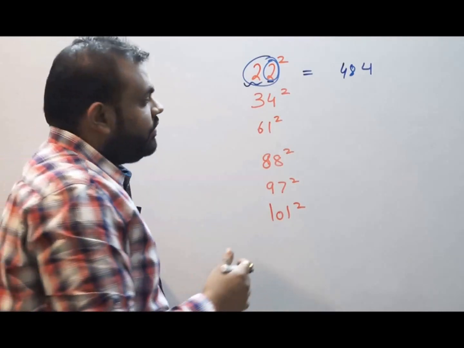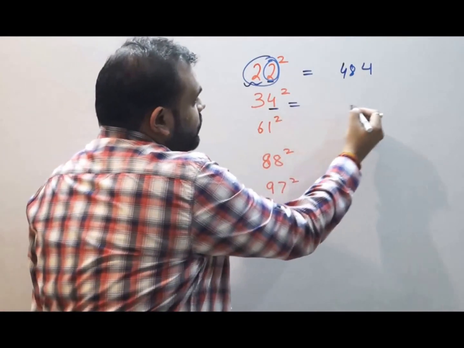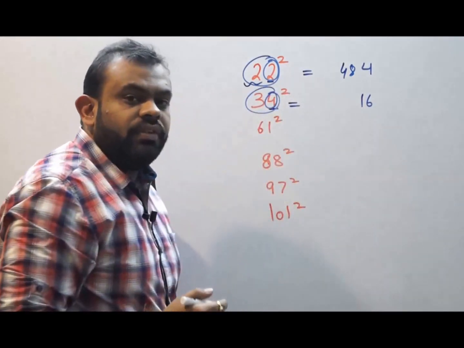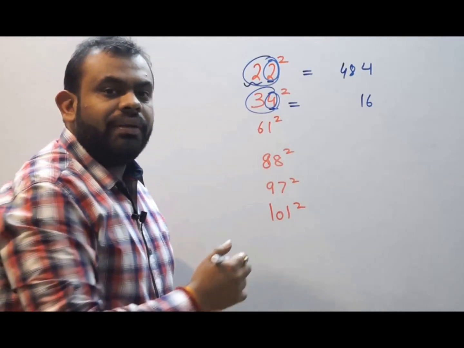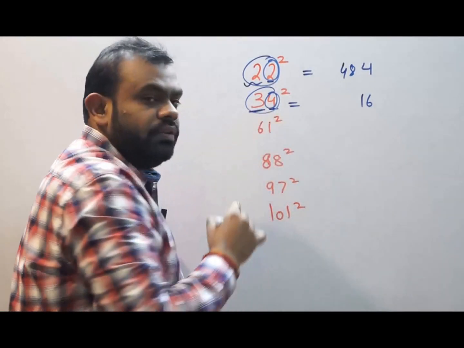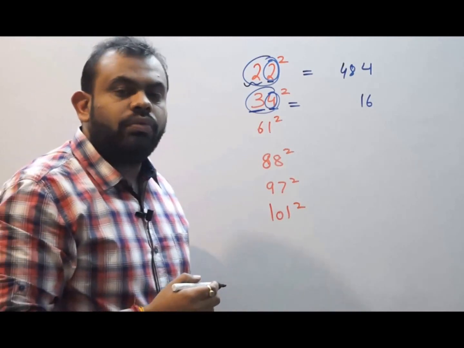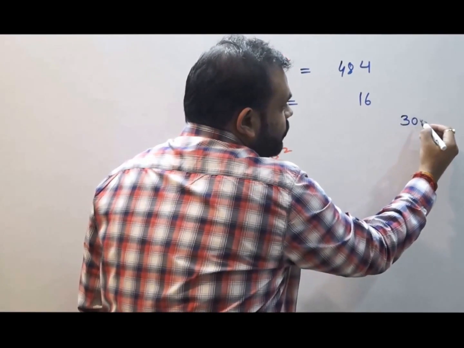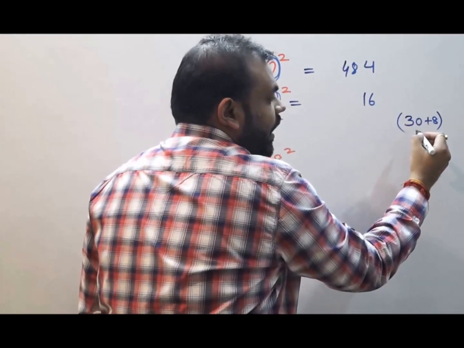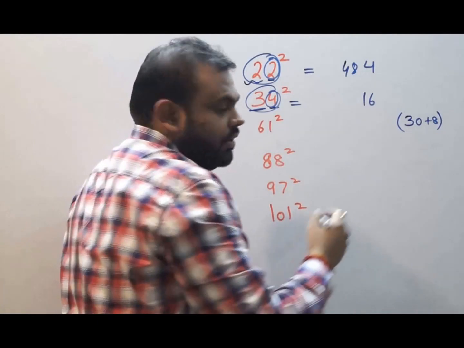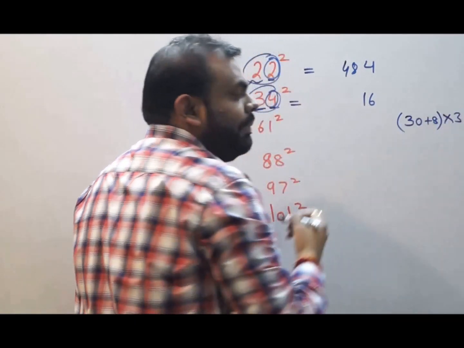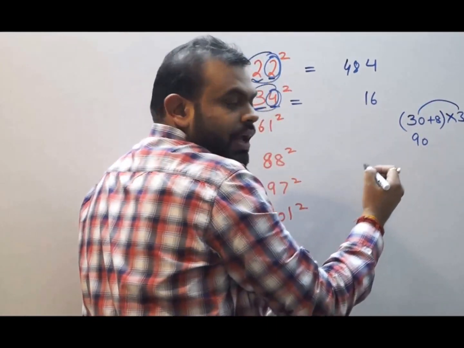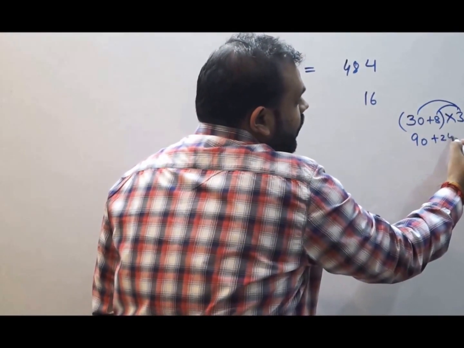Let us revise the concept. The square of 4 is 16. 34 plus 4 is 38. Now we need to multiply this 38 with this 3. So 38 into 3 is being done by the concept of splitting. That is 38 can be written as 30 plus 8 and that has to be multiplied with 3. So 30 into 3 gives me 90 and 3 into 8 gives me 24.